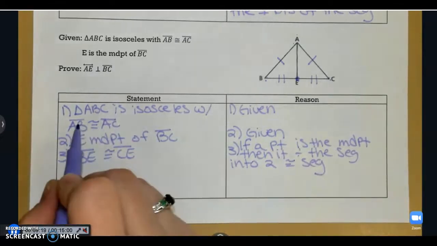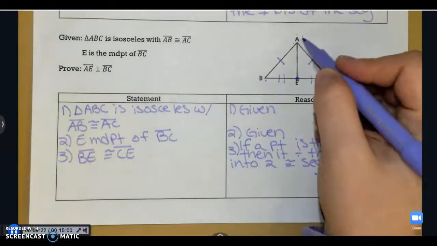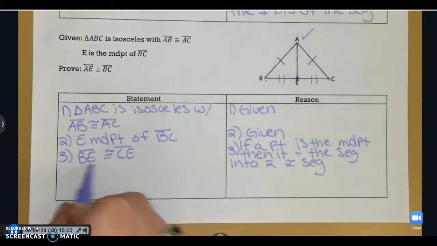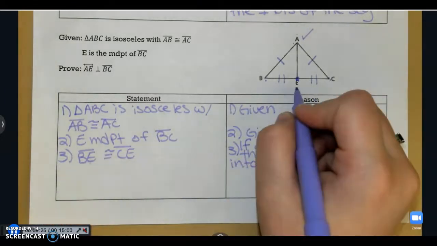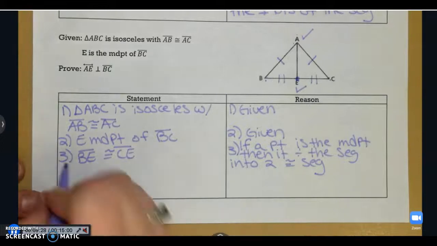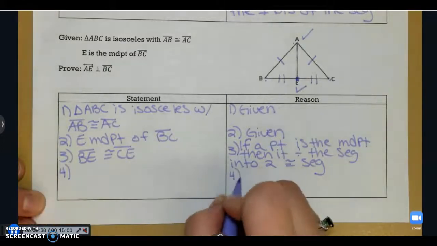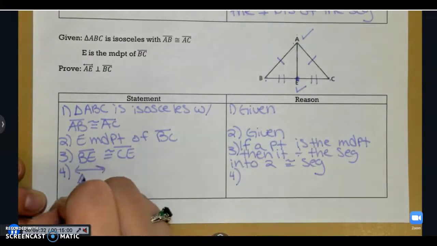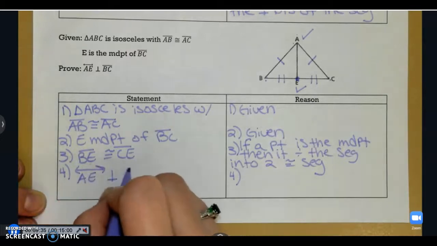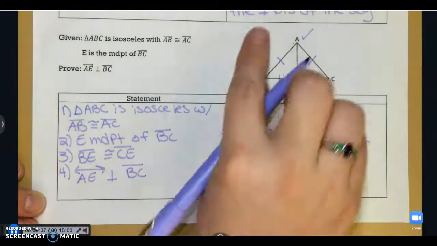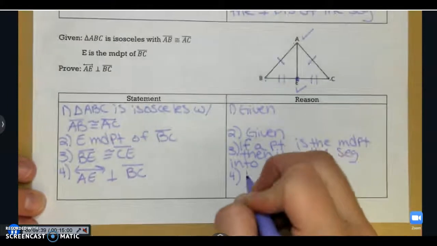So we were already given that AB is congruent to AC, so that takes care of A being equidistant. And here with BE being congruent to CE, that takes care of E being equidistant. So we have 2 points that are equidistant. So we can say that AE is perpendicular to BC because of our same reason from the first proof.